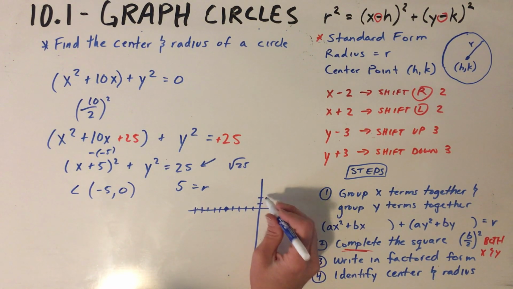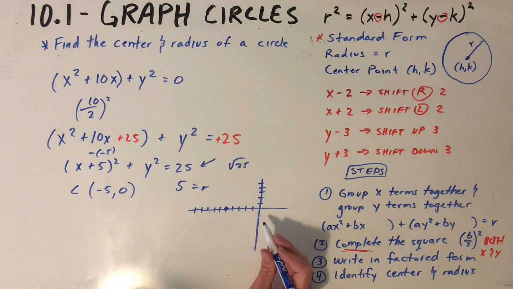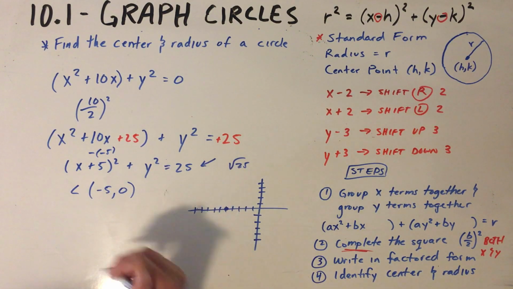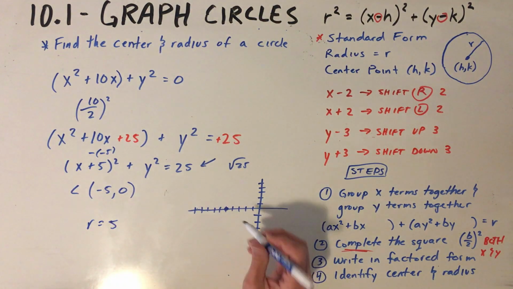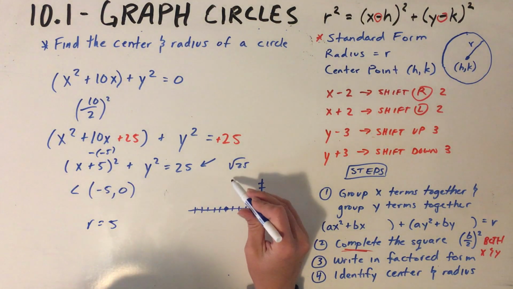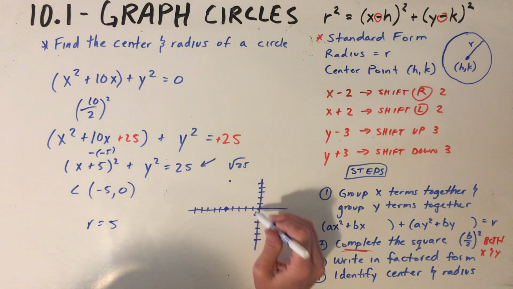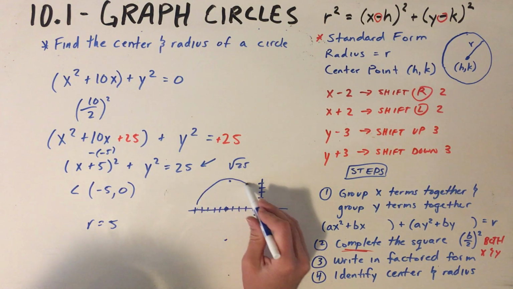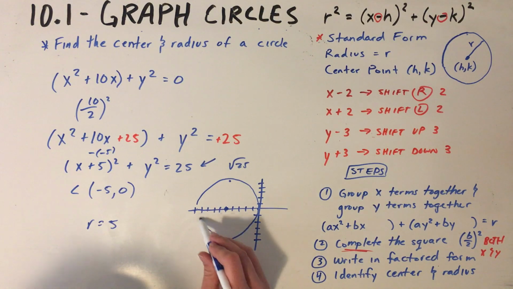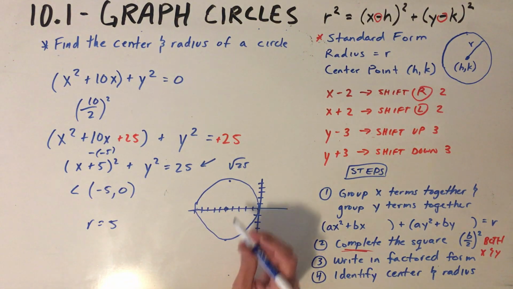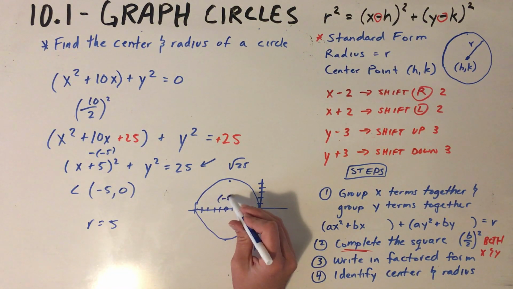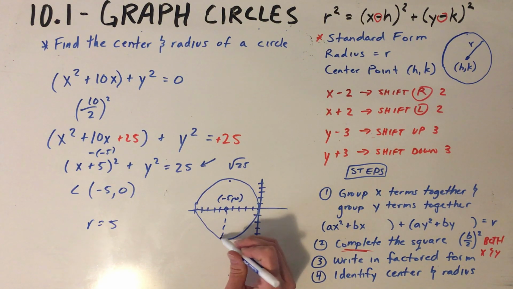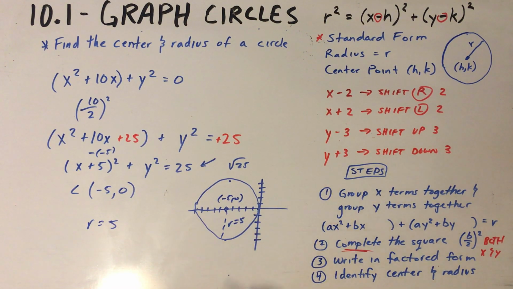And from here, we are going to go 5 from that center point, because our radius here is 5. So I'm going to go up 1, 2, 3, 4, 5 to here, over 5, down 5, and right 5. And again, if I could draw really great circles and graphs, that one wasn't terrible. Our center point here is -5, 0, and the radius is 5.